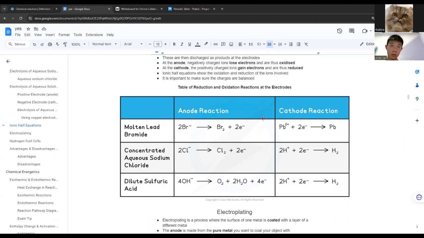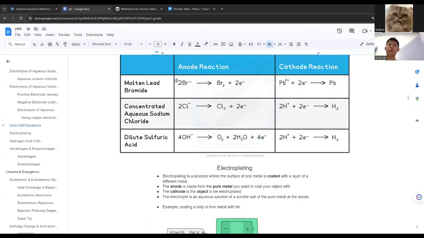Okay. Here, lead bromide. Bromide is formed at the anode. Therefore, the ionic half equation is 2Br⁻ forming bromine gas and giving away 2 electrons. At the cathode, Pb²⁺ plus 2 electrons forms lead. I'll let you digest this for a while.